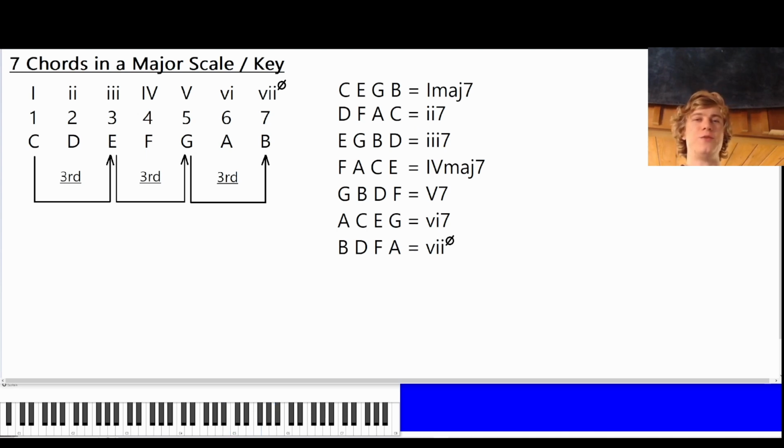Okay, that's it for this video. My next video is going to be on inversions. I'm going to have one of triads, and then I'm also going to have one on inversions of 7th chords, and that's where things get really interesting.